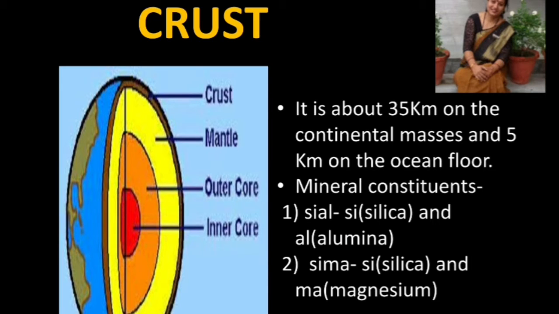It is about 35 kilometers on the continental masses and only 5 kilometers on the ocean floor. The main mineral constituents of the continental masses are silica and alumina, and together it is known as Sial. Si is for silica and Al denotes alumina. And on the oceanic crust, the constituents are silica and magnesium, and it is known as Sima. Si stands for silica and Ma stands for magnesium.